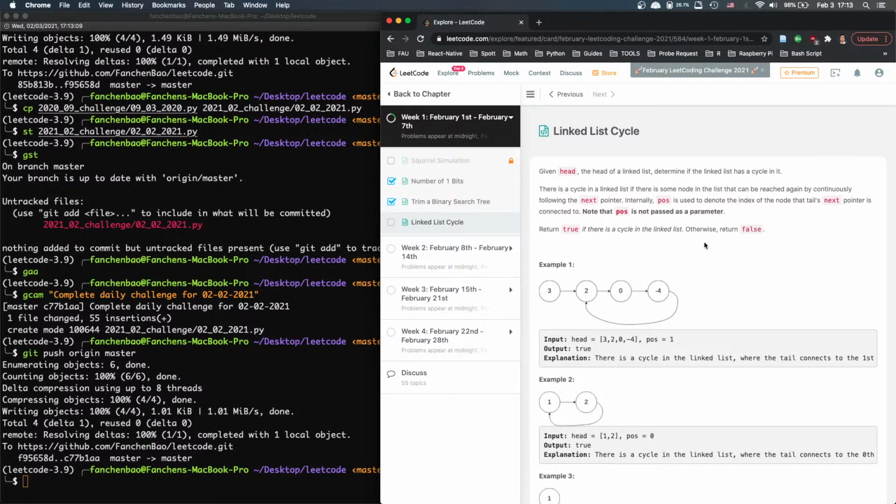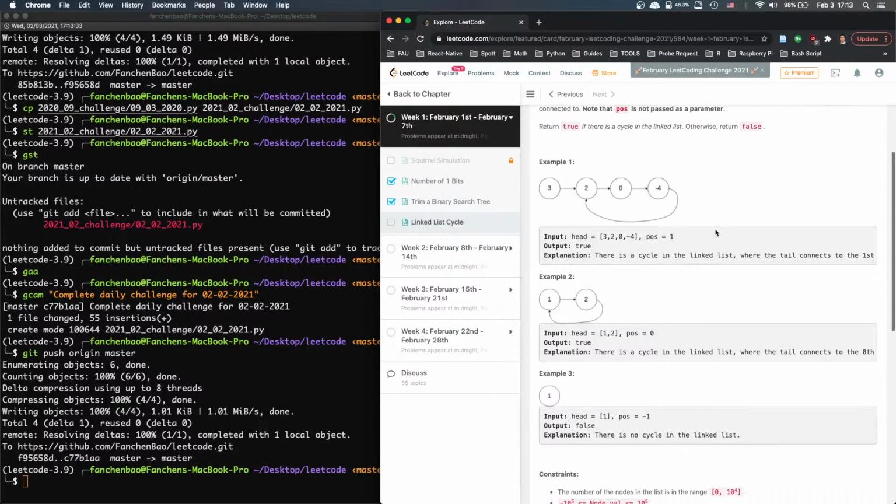Internally, pos is used to denote the index of the node that tail's next pointer is connected to. It's not passed as a parameter. Okay, so we have an index, but it's not given to us, which is fine. Return true if there's a cycle in the linked list.